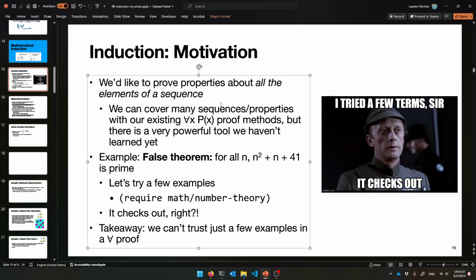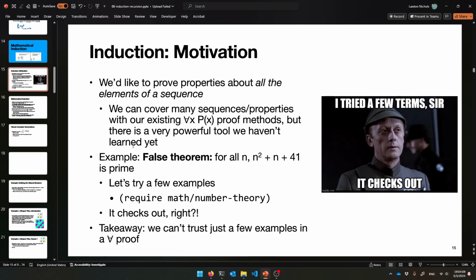We can cover a lot of sequences and express a bunch of different properties and prove them with our existing proofs. We have proofs about normal functioning logical things, right? We have for all proofs. That's essentially what we're doing. For every index, this is true about that element. But there is something very powerful that gives you a way to do a for all proof. We want to prove something about every element of the sequence. There's a cool tool we don't know yet. It's called induction, mathematical induction, right?